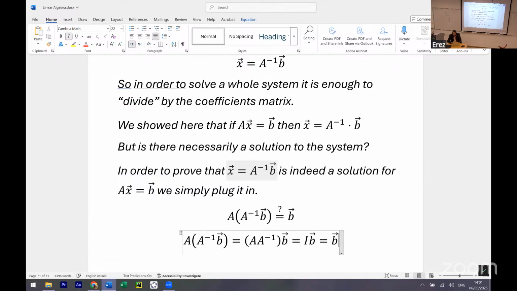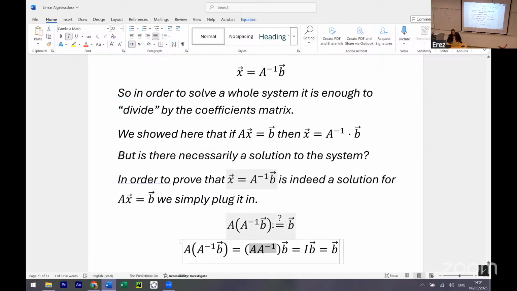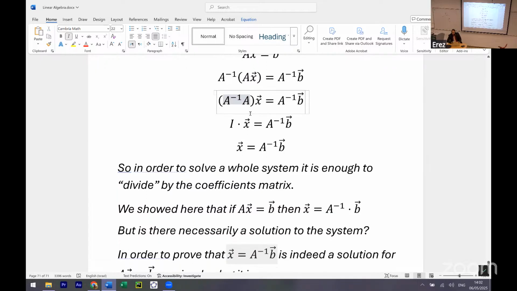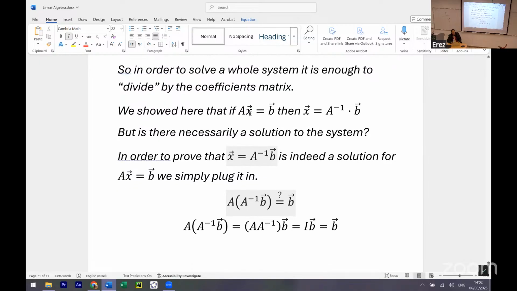And here, look, we used A inverse the other way around than we used it here. So to know that when a matrix is invertible, you have a unique solution to the system of equations, you actually need both sides. You use A times the inverse and the inverse times A in the proof.